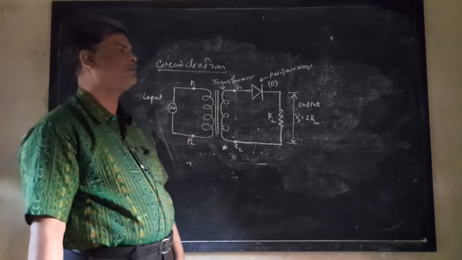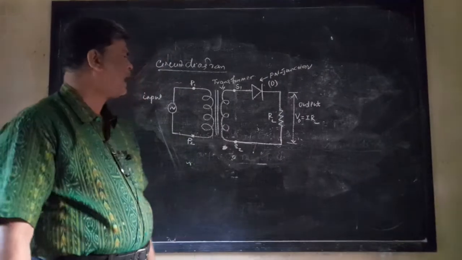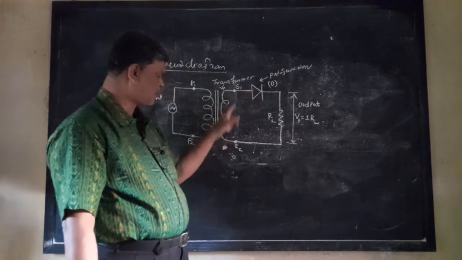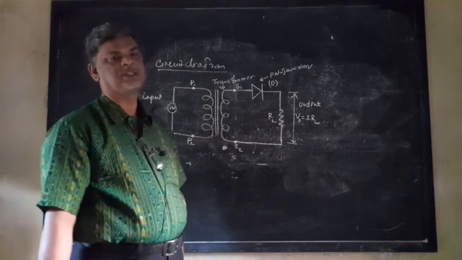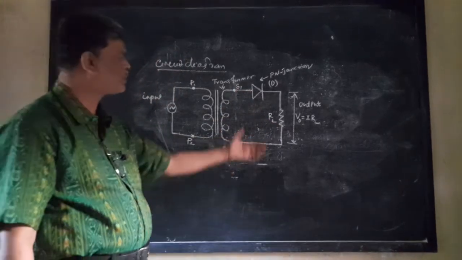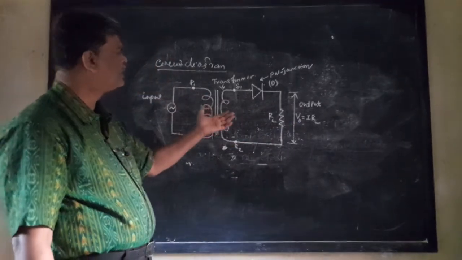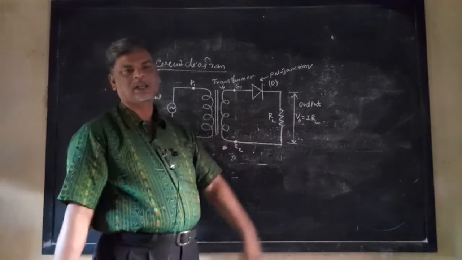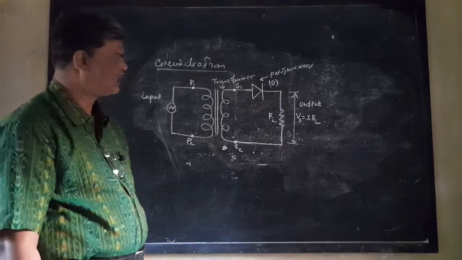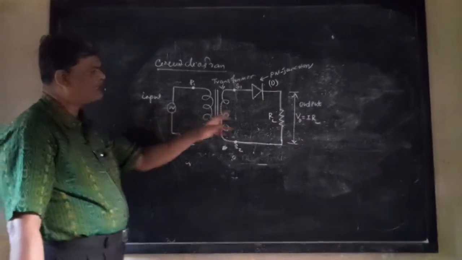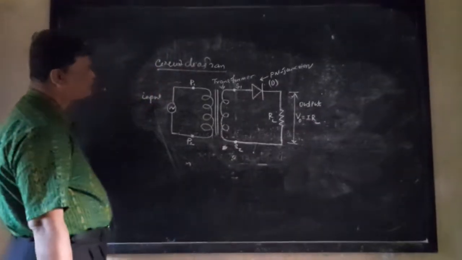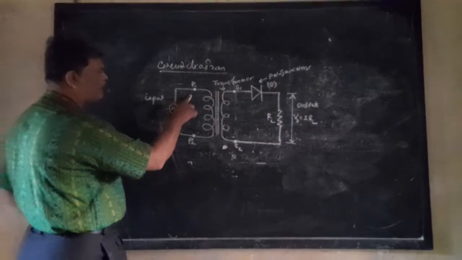In the circuit diagram, we consider a junction diode, a crystal diode, connected with the secondary through a load resistance RL, across which we get the output. Clear? So let us see how it converts one half cycle of AC to DC.